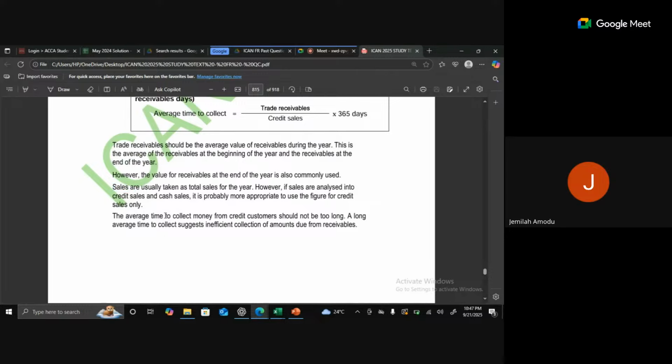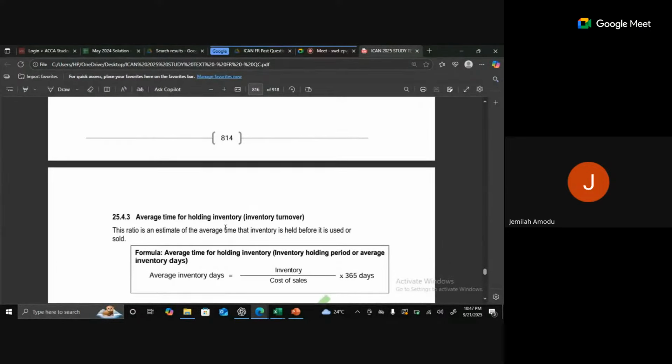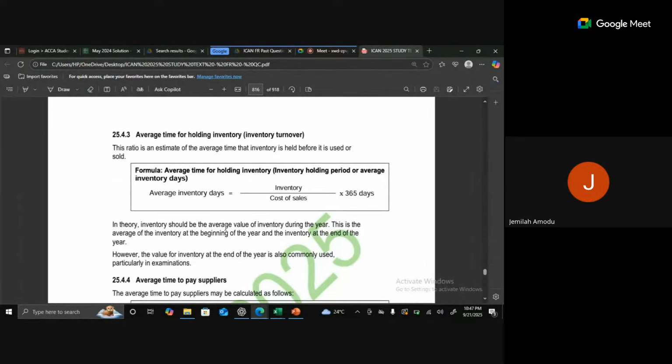They say the average time to collect money from creditors should not be too long, right? A long average time to collect suggests inefficient collection of amounts due from receivables. So when you calculate it and you compare them, the period it will take you to collect should not be too long. That's basically what they are saying here. Because if the period it takes you to collect your money back is too long, it will definitely lead to a liquidity issue, right? You're just making sales, you're not seeing the money. So that is what it will result to.